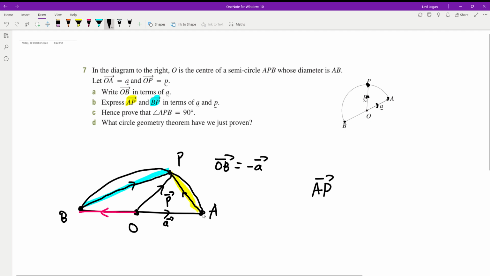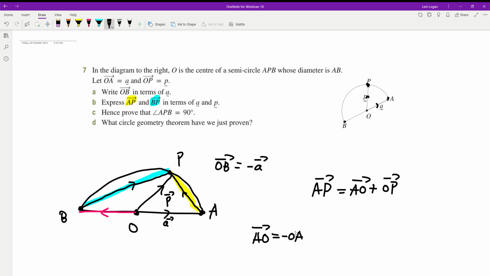So if you want to go from A to P, you need to go from pretty much A to O. So you're going to go back this way, and then plus O to P. Now, A to O is negative O to A. So in other words, this will be minus A plus P. So we got A to P.